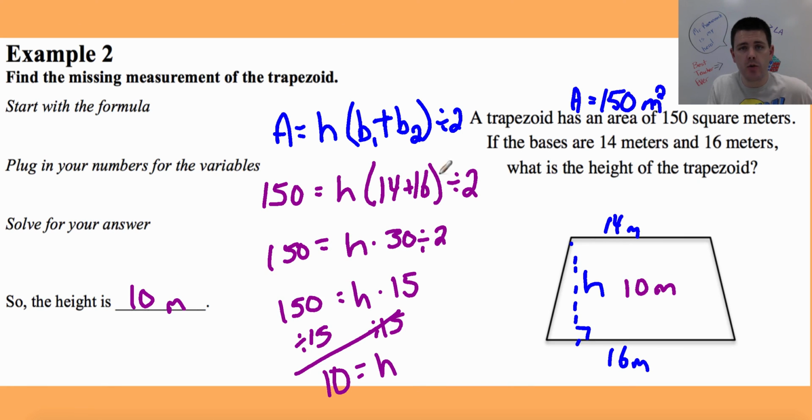Plug in the information you know, work through the problem, do as much of the math as you're able to do, and then the last step is solve it like an equation. They multiplied times 15 times h, so I'm going to divide both sides by 15 to find that missing number.